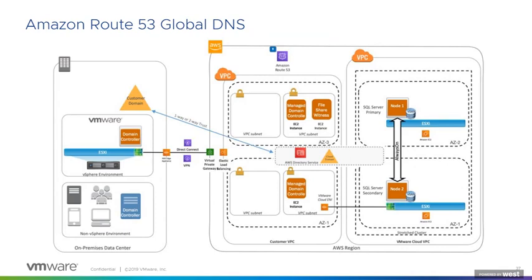Okay, and I've now added in Amazon Route 53, which is our global DNS service. The global DNS service will allow you to resolve names like the name of the Elastic Load Balancer or the names of any of the web servers, or the DNS listener if you wanted to point an application directly to the listener and have it resolved to either node 1 or node 2.